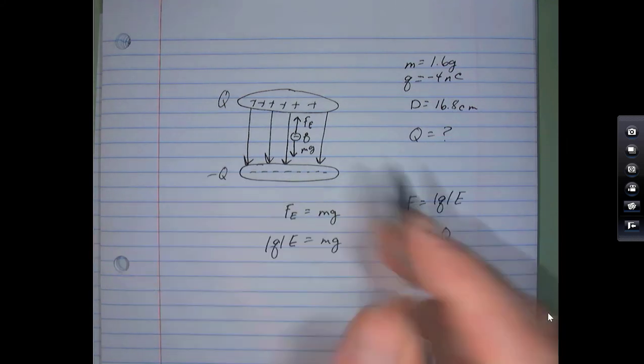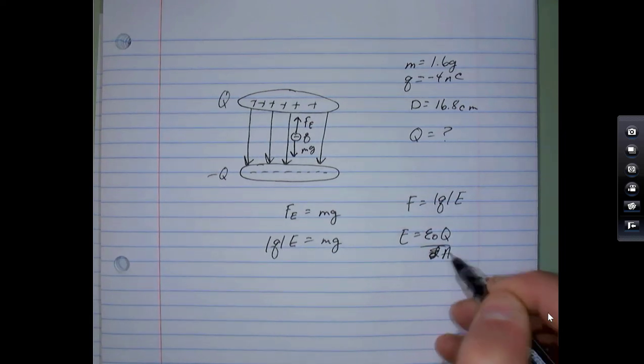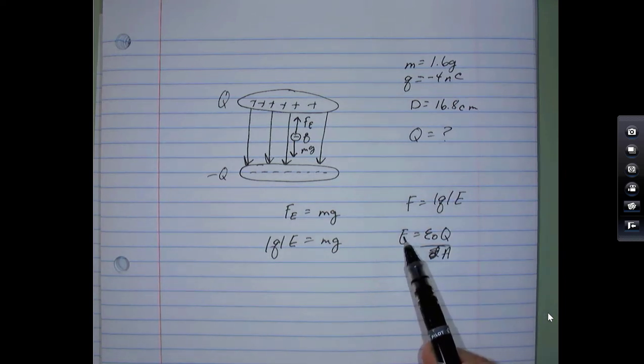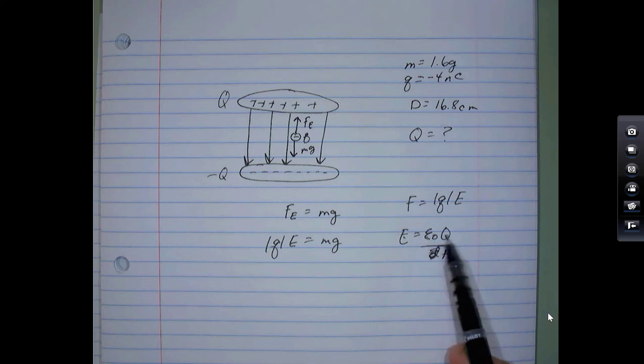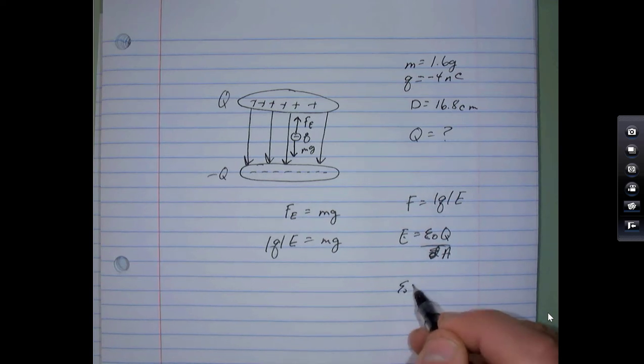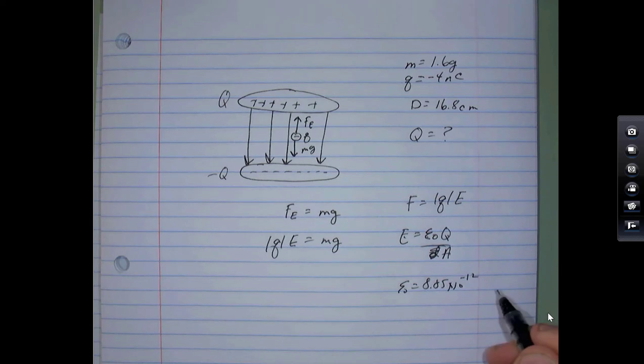Whoops, actually this is not D. It's epsilon naught Q over A, and A is the area of the plate. So the electric field because of a parallel plate capacitor is epsilon naught Q over A, so charge per area. And remember, this epsilon naught is 8.85 times 10 to the -12 Coulomb squared over Newton meter squared. It's just another constant that we have.